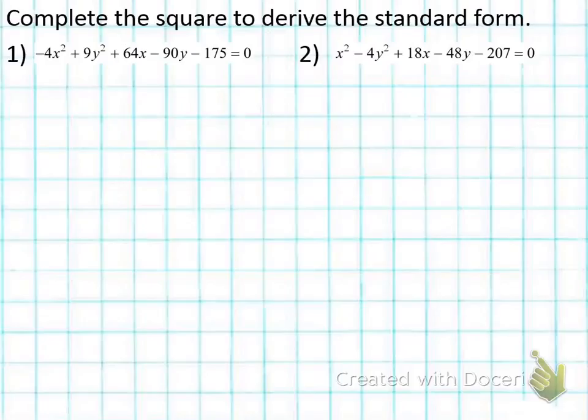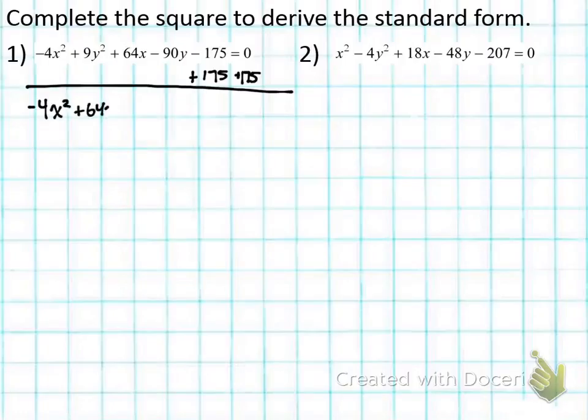On number one, you always take your constants and move them over to the opposite side. So we have minus 175, so the opposite of minus 175 is add 175. So we're going to add 175 to both sides and rewrite the equation. When I rewrite, I'm going to put all my x terms together and all my y terms together. So we got negative 4x squared plus 64x plus 9y squared minus 90y is equal to 0 plus 175, which is equal to just 175. Okay? That's the first step. So we moved the constants over and we reorganized everything.